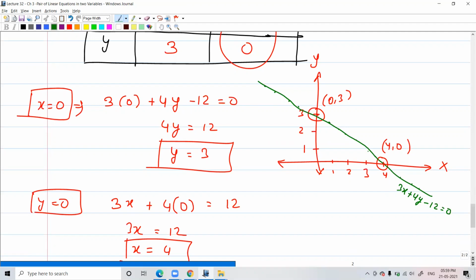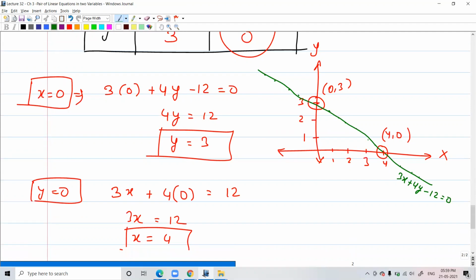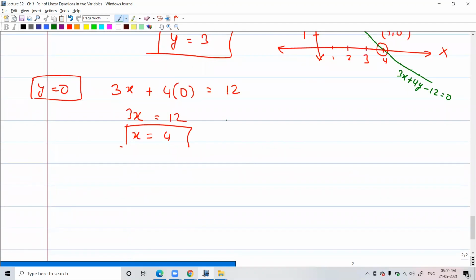So if I have only one single equation, how many solutions do you think it has? Infinite number of solutions. Okay, so if there is only one equation, remember, don't confuse with pair of linear equations. I'm not talking about pair of linear equations in two variables right now. If there is only one single linear equation, let me write it down for you as a note, so you remember.